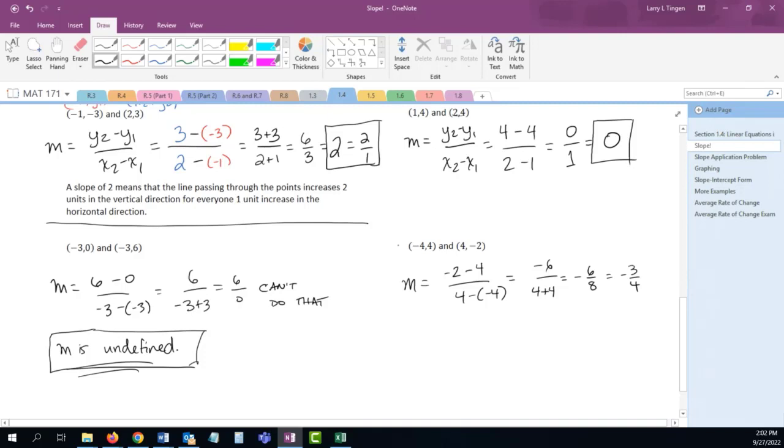For the other one, we finally end up with a fractional slope. And not only is it fractional, it's also negative. So the slope is -3/4. Now, you can write this a couple of ways. You can write it as -3/4, as -3 divided by 4, or as 3 divided by -4.